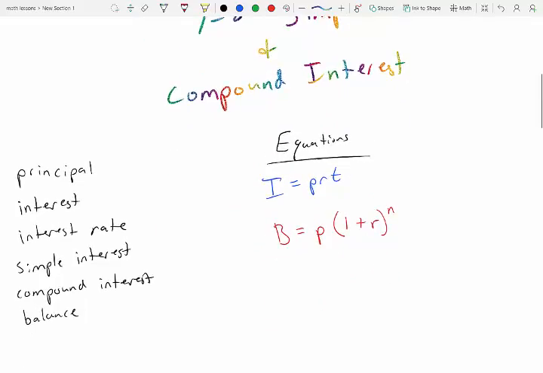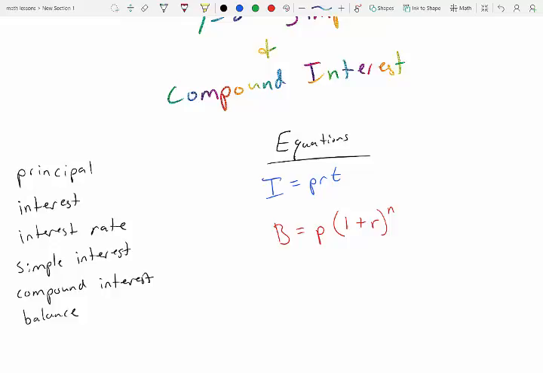Today we're in section 7-8, Simple and Compound Interest. Before we start, we have a few definitions. Principal. When you first deposit money into a savings account, that deposit is called the principal, so it's the money you start with. Interest is the money that the bank pays you to keep your money there. So as you put money in, the bank gives you money every year or so to keep it there.